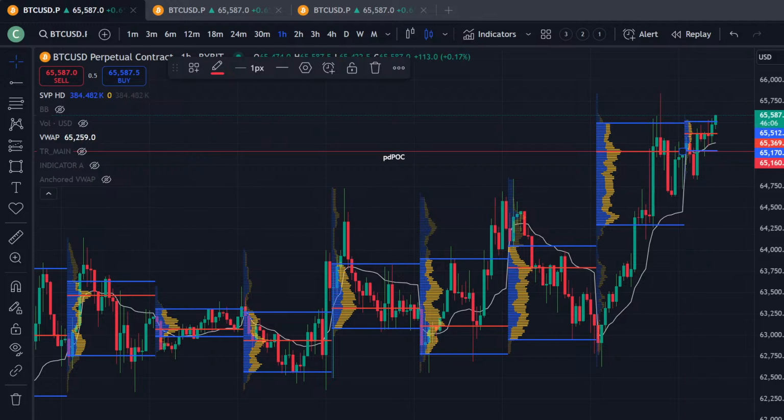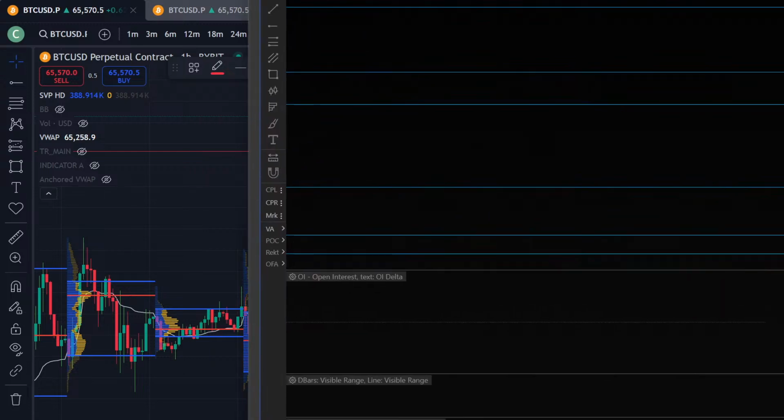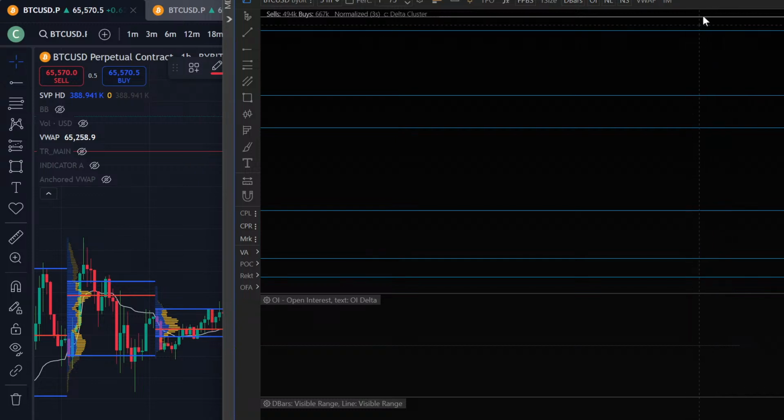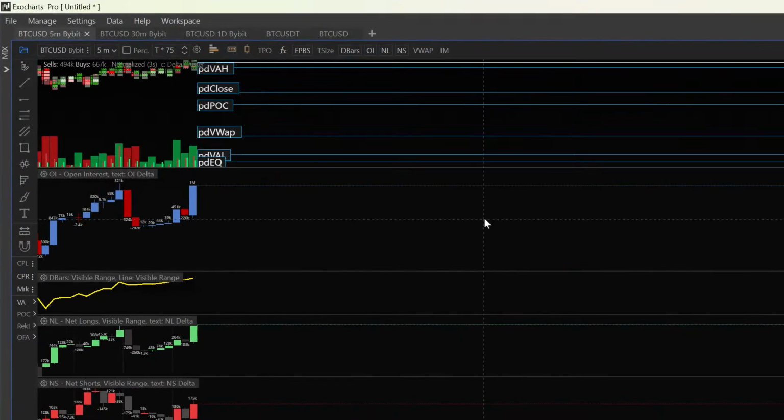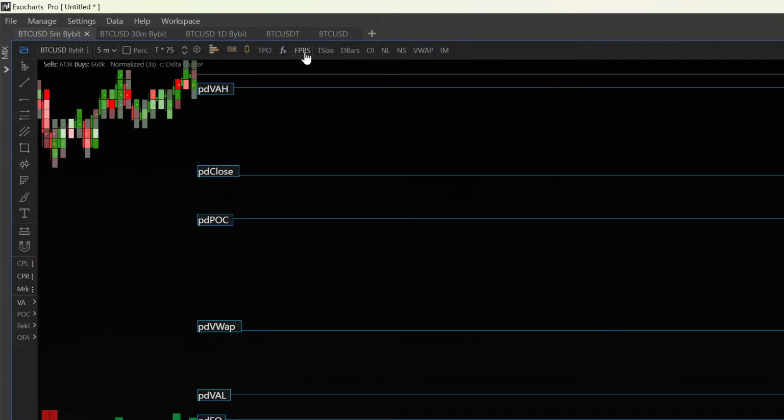I'm gonna check with ExoCharts because ExoCharts also have these levels. And I'm gonna see what's mostly marker settings and previous day. Enable previous day. Previous day point of control is at. I have to open it. Draw it down here. So I can use the open, net long, net short. I take out the D-bars, FPS.